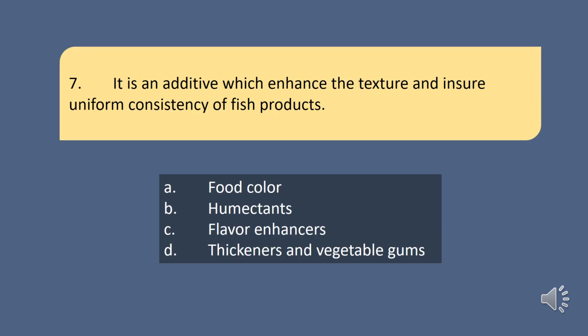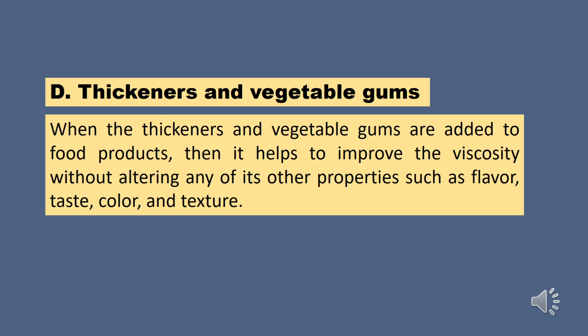7. It is an additive which enhances the texture and ensures uniform consistency of fish products. A. Food color. B. Humectants. C. Flavor enhancers. D. Thickeners and vegetable gums. The correct answer is letter D.